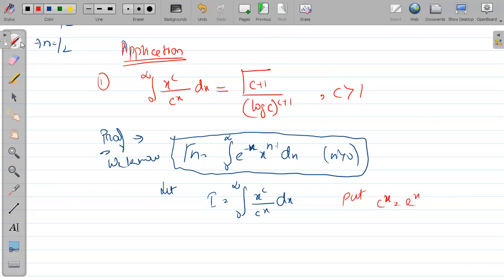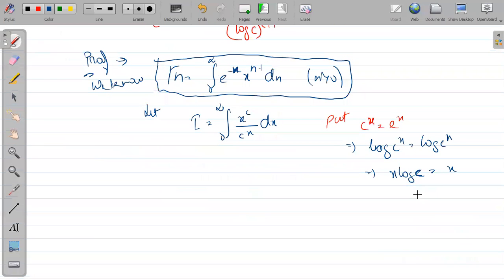And what do we have to do for this transformation? Put log on both sides, or put ln on both sides. Putting ln or log on both sides, whatever you want, we get x log of c equals log of e to the power x. So it is x only, because ln of e is 1. Okay, so x is what?